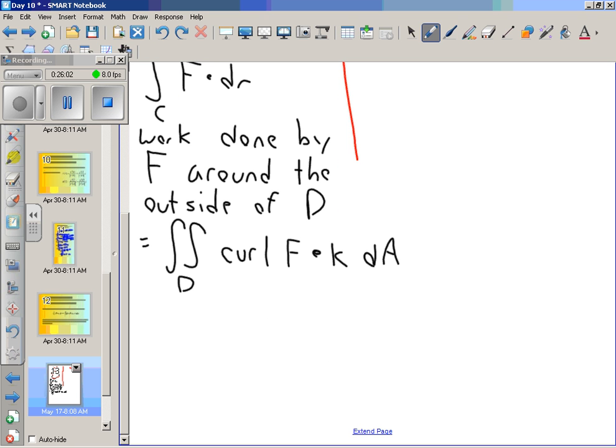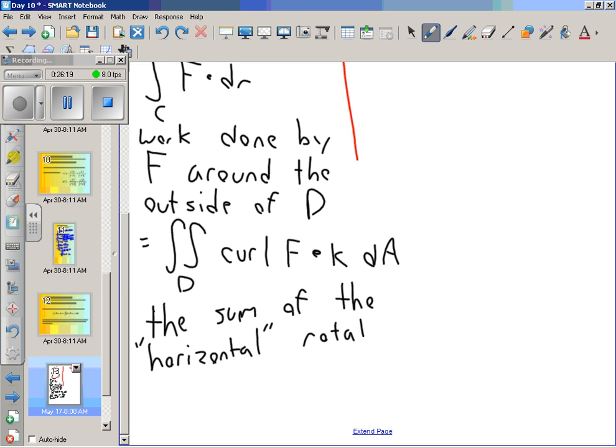Okay, so this is like going to be the sum of the, I guess we'll call it "horizontal", I'm going to put that in quotes, horizontal rotation of F inside V. So the curl, that's why, again, we can think of curl as the total rotation of the vector field.